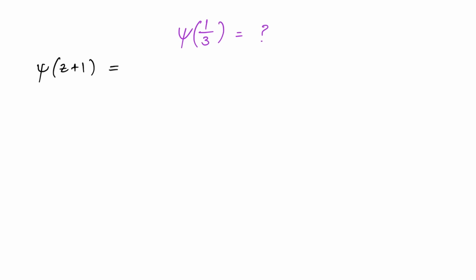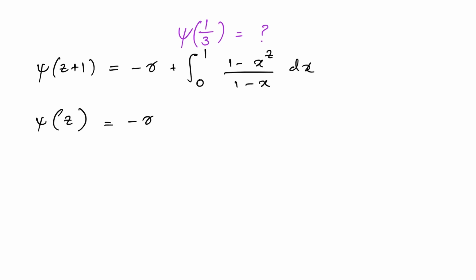So we know this one is equal to minus gamma, where gamma is Euler-Mascheroni constant, plus the integral from 0 to 1 of (1 minus x to the z) over (1 minus x) dx. Then here is z plus 1. So I'm going to transform z plus 1 like this. I'm going to take here z. So we know this one changes a little bit. Now the integral from 0 to 1 of (1 minus x to the z minus 1) over (1 minus x) dx.